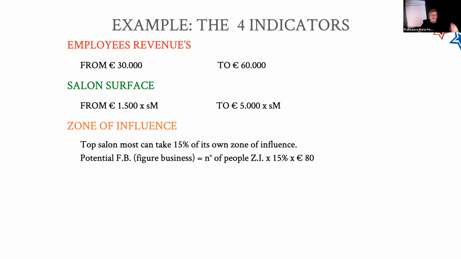So let's pretend, just to give you a calculation example, that in my circle I got 100 people. Clear? Okay. Only 15% can become my clients. So 15 people times 80 euro. 80 euro times 15 equals 1,200 euro. Okay, is it clear up here?